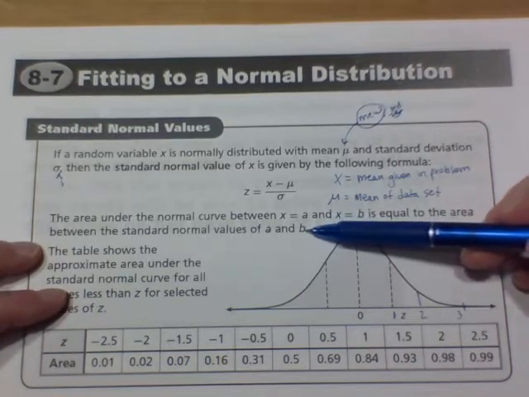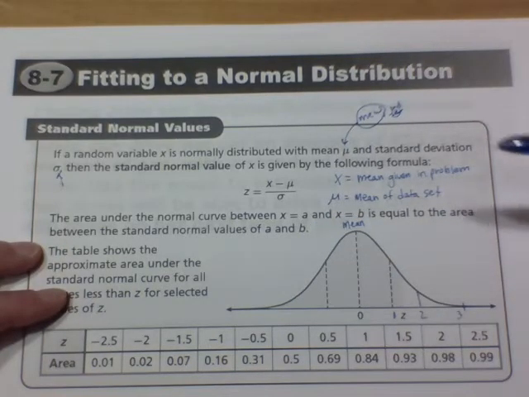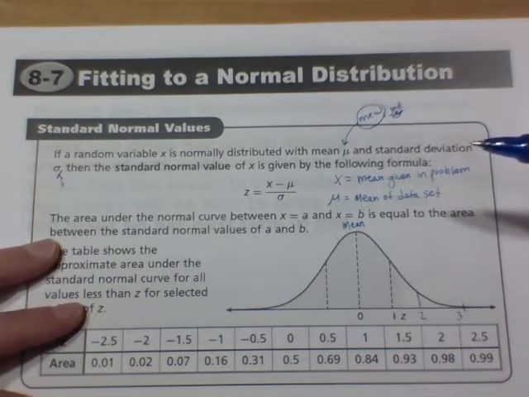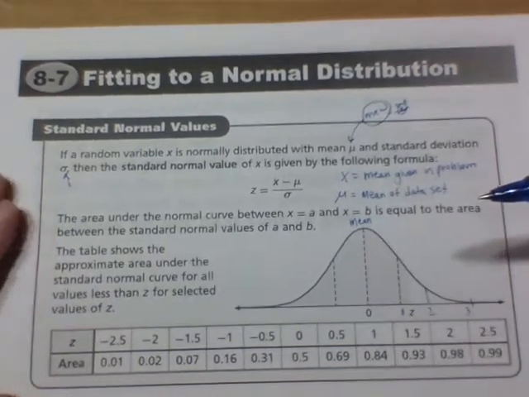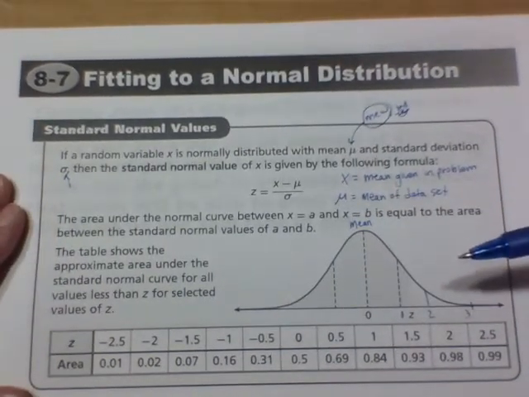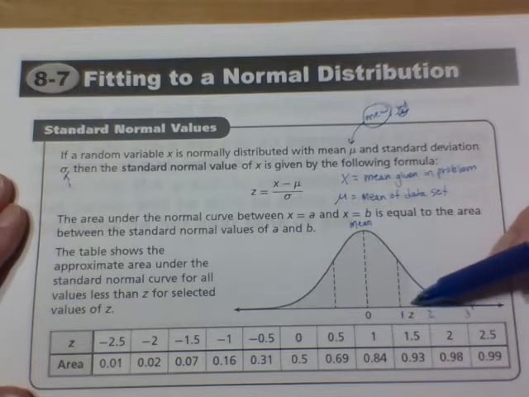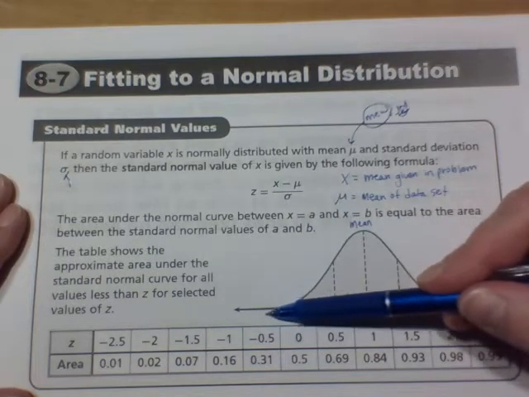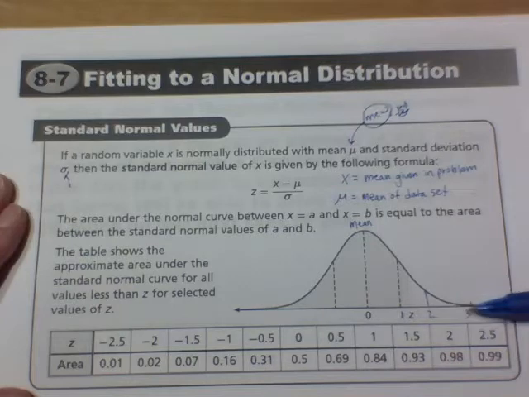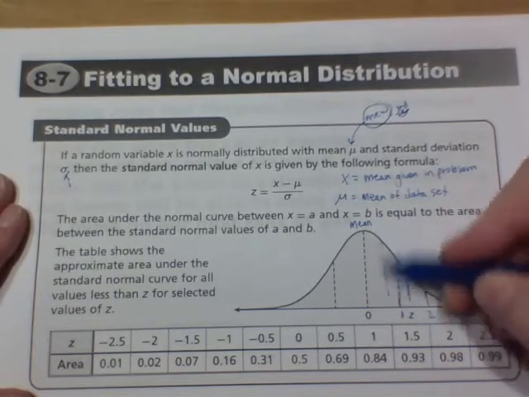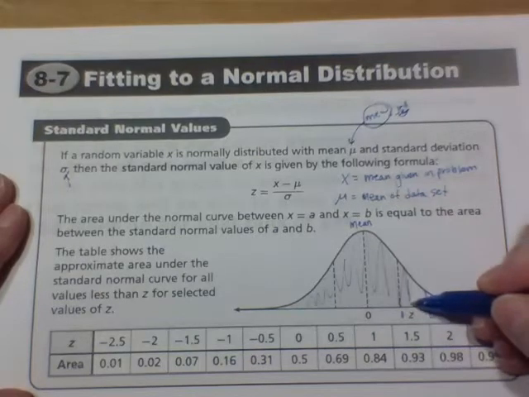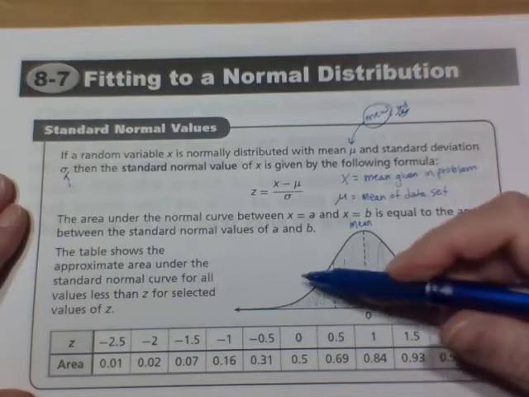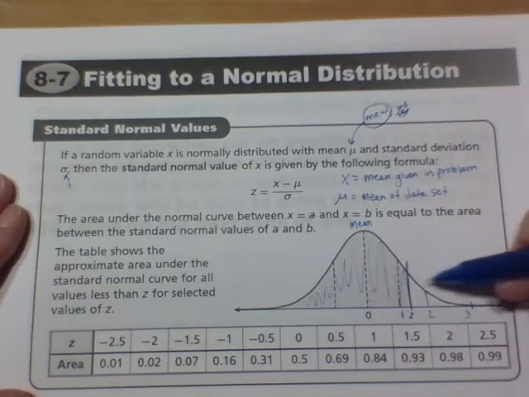Again, reiterating: the area under the normal curve between x equals a and x equals b is equal to the area between the standard normal values of a and b. Basically, when you plug in these values, the distance between this shaded region here and over here is 100% likelihood. This shaded part is representing that if this was the z-score, you have that percent below you in the scoring and this percent above you.